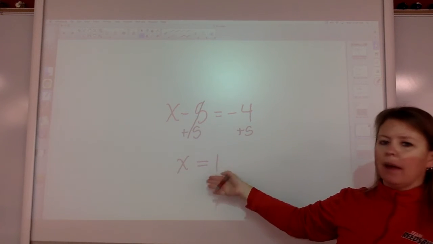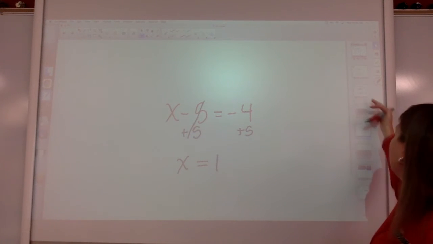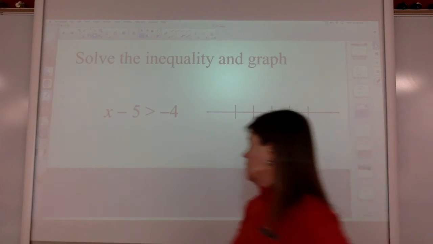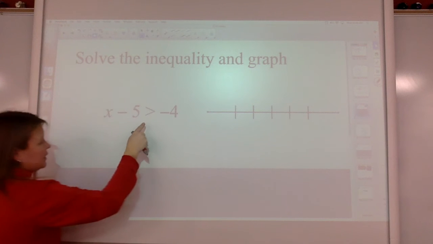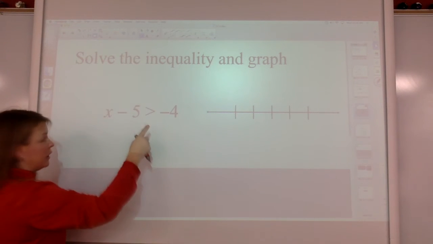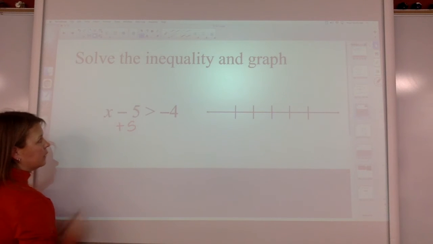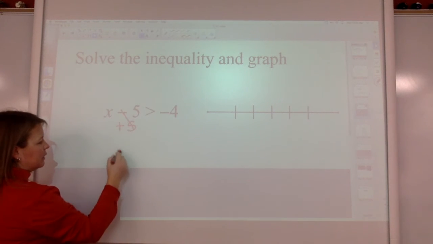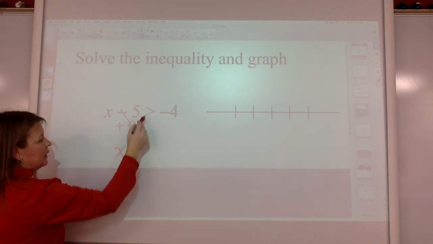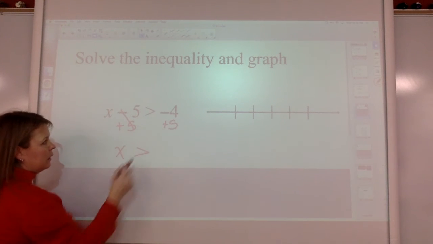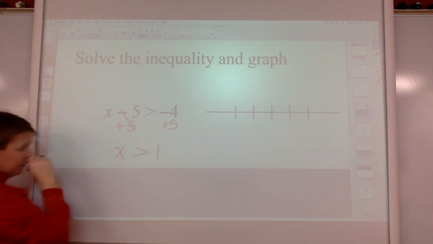You know how to do that. This is good review. Don't let it throw you off because you have a greater than sign. You can visualize that as an equal sign. Please don't change it because you might forget to change it back. But we're going to go plus 5 because a negative 5 and a positive 5 cancel. So you get x. Keep your greater than sign. And if you add 5 over here, negative 4 plus 5 is 1.